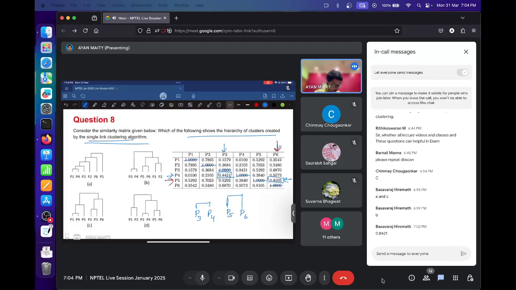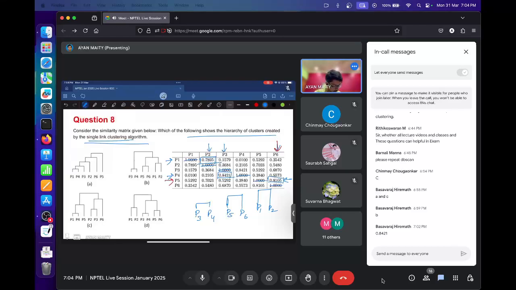In the third iteration, again find the highest similarity among the rest of the values. After 0.8105, the third highest is probably this one, 0.7895, and that is between P1 and P2. So now P1 and P2 would be merged.